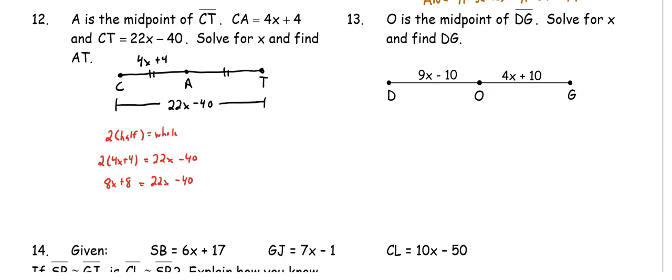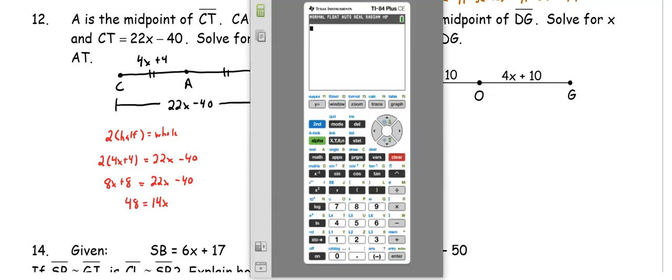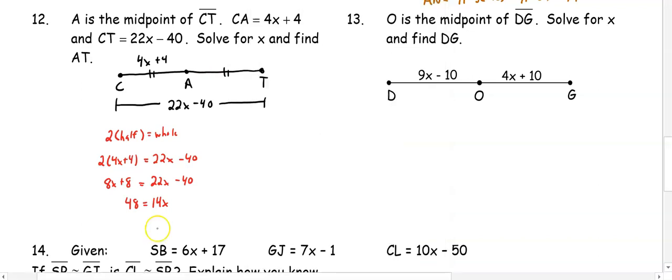We have 22 minus 8 is 14x. And when we add 40 to both sides, we get 48. So when we divide 48 divided by 14, it's going to be a decimal. So in our calculator, 48 divided by 14, math, enter, enter, and we get 24 over 7. So x equals 24 over 7. Sometimes x is going to equal a fraction. To find AT, well, since AT is congruent to CA, we know that AT is 4x plus 4.